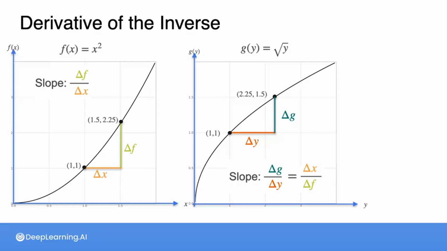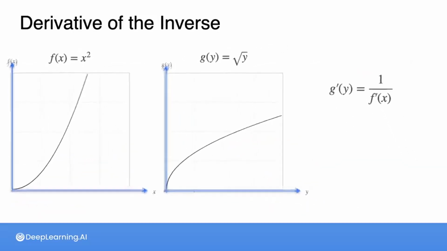Now notice that as delta x goes to 0, f prime of x is delta f over delta x. And equally, as delta y goes to 0, then g prime of y is delta g over delta y. So putting this together, we get that g prime of y is 1 over f prime of x. And this looks complicated, but it only says that if f and g are inverse functions, then the derivative of g is 1 over the derivative of f.